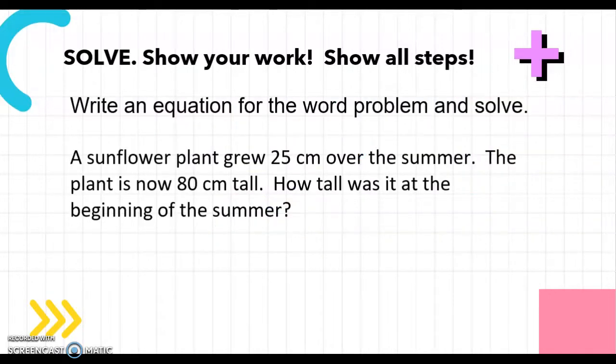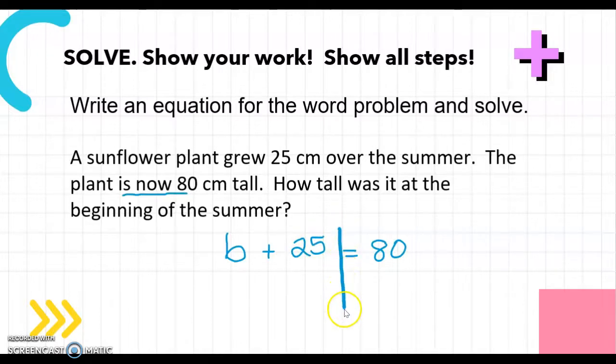Let's look at this next one. It says a sunflower plant grew 25 centimeters over the summer. The plant is now 80 centimeters tall. How tall was it at the beginning of the summer? So remember, with these kind of word problems, I'm going to start with the end. So currently it equals 80 centimeters. And if we set it up like an equation, we want to find out how tall was it at the beginning of the summer. So it was a certain amount of centimeters at the beginning plus the 25 centimeters that it grew over the summer.